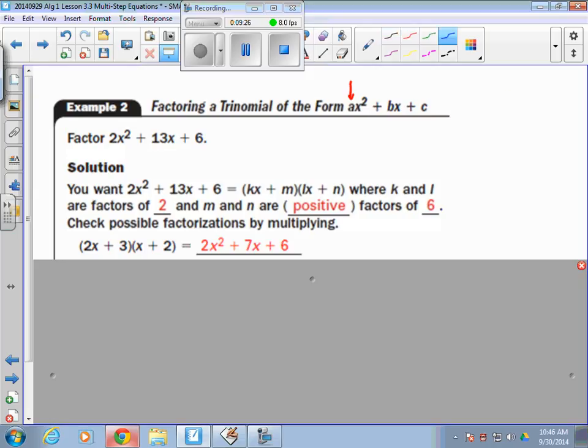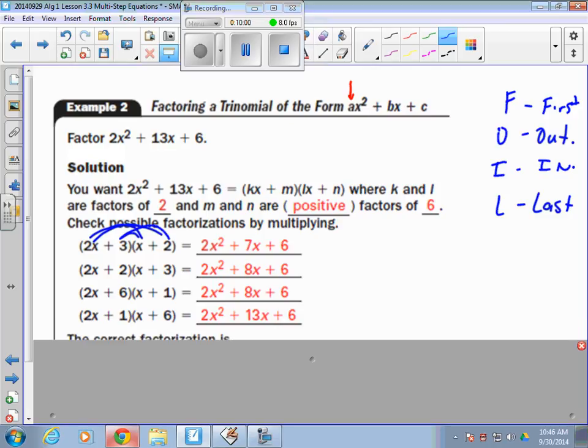Remember what FOIL is. FOIL means first, then O means outer, and all this is an order for you to multiply in. I means inner, and then L means last. This is something you should have gotten to in your Algebra 1 class, FOIL. If not, we will have plenty of practice in here on it. Okay. So 2x squared, when you FOIL it out, 2x times x is 2x squared. Outer terms, 2x times 2 is 4x. Inner terms, 3 times x, 4x plus 3x is 7x, and then last terms, 3 times 2 is 6.